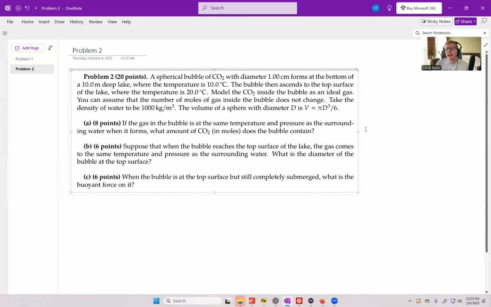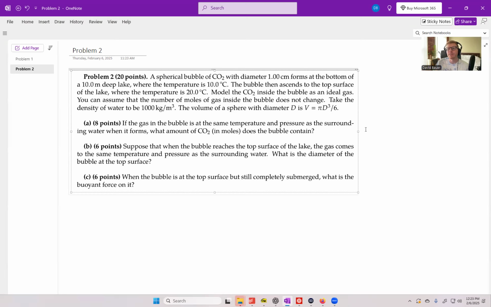So the problem is we have a bubble of gas that we're modeling as an ideal gas. It starts at the bottom of a lake, and then, because of the buoyant force, it's going to ascend to the top of the lake. So we're given the temperature at the bottom of the lake. We're given the temperature at the top of the lake. We're assuming that the pressure at the top of the lake is atmospheric pressure, because the surface of the lake is, of course, open to the atmosphere.